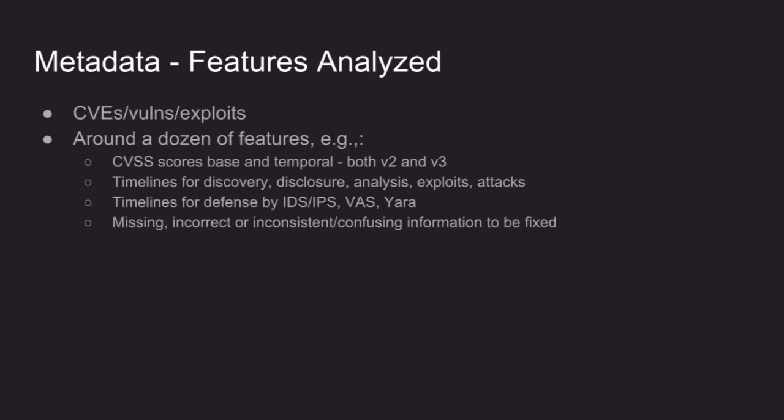Then on the CVEs, vulnerabilities and exploits, we collect around a dozen features. Basically, we are interested in the CVE scores of vulnerabilities and exploits used by particular IoT malware families. And of course, we collect the timelines for discovery of a vulnerability, the disclosures, like private or public disclosure, the analysis timeline of a vulnerability, whether somebody is going into technical details on how the vulnerability works, whether there is any exploit or proof of concept available on ExploitDB or Metasploit, and whether there are any reports about attacks using that particular CVE.